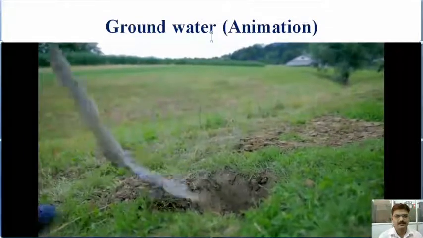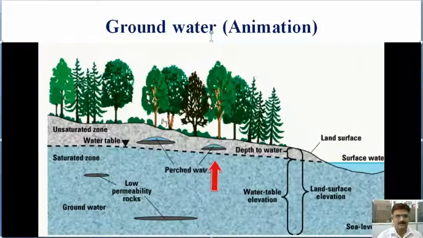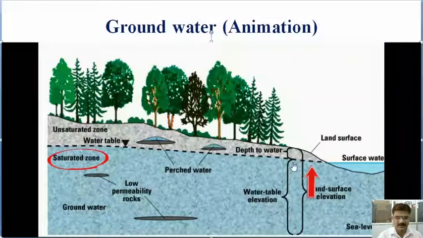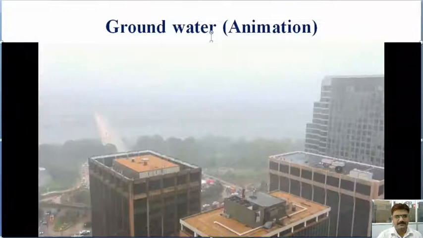The first water you strike is called the water table. Below the water table, this is the land surface, this is the unsaturated zone. This is the water table, and this is the saturated zone. This first water I will discuss with you. So how does this water end up in the ground?